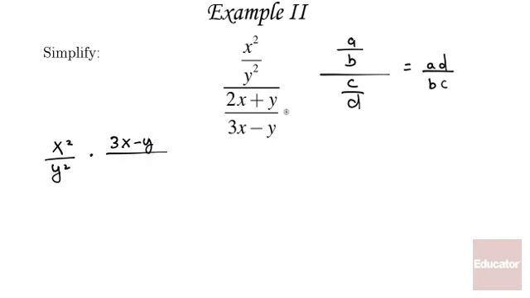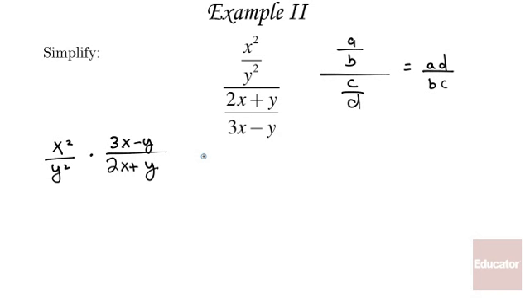So this is A, B, C, D. So I have A here, D is here, and I'm going to be multiplying A times D. In the denominator, I have B, which is y squared, right there, times C, which is 2x plus y. So you can always go back to the formula to clarify and make sure that you're doing this correctly.